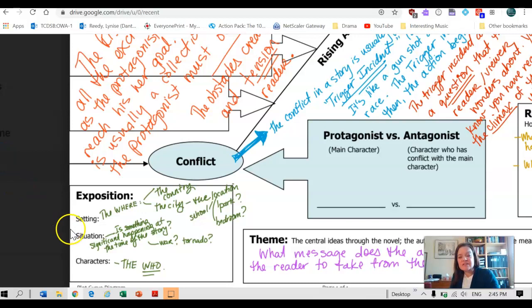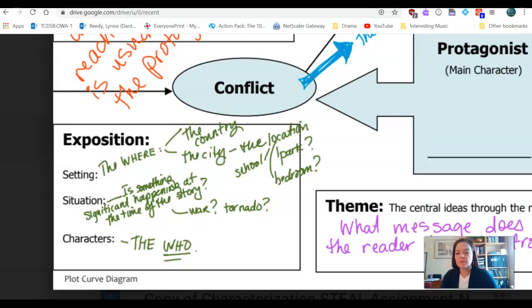And then you'll see the situation here. So the situation is important if there's something particular happening that is important to the story. Like, is it the beginning of World War II or the end of World War II? If the characters are Jewish, are they people just finding out what's happening in the war and why they are at risk? Or is it at the end of the war when there's a group of Jewish people possibly hiding? So that makes a big difference to the story.